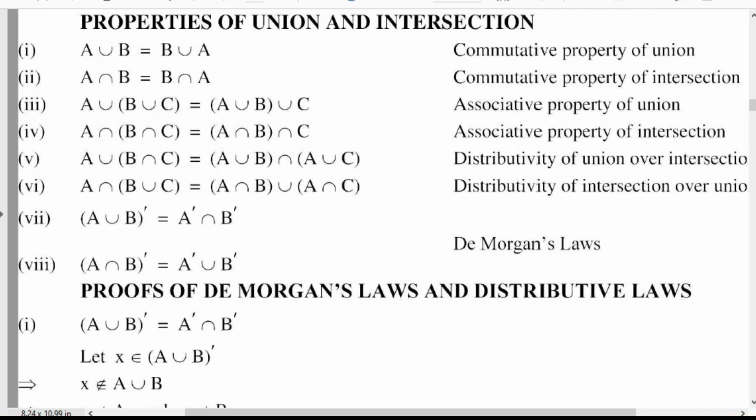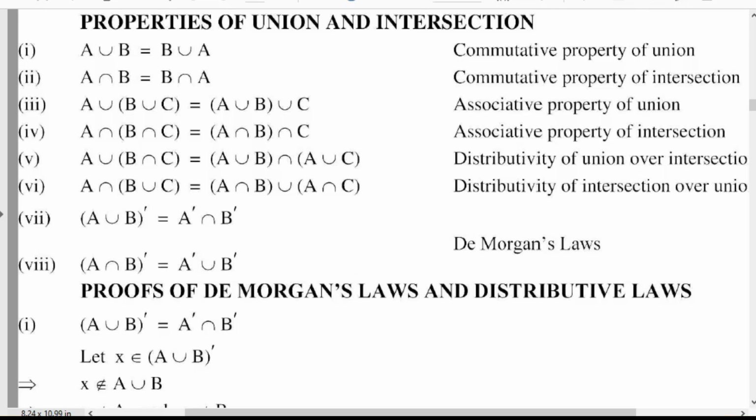Hello everyone, welcome to Mathematics Basic to Advanced level. In this lecture, we solve properties of union and intersection. So properties of union: first, A union B is equal to B union A, that is the commutative property of union. Second, A intersection B is equal to B intersection A, that is the commutative property of intersection.